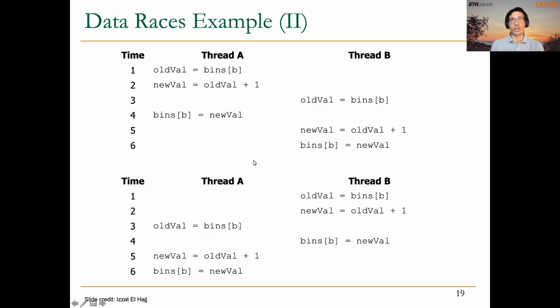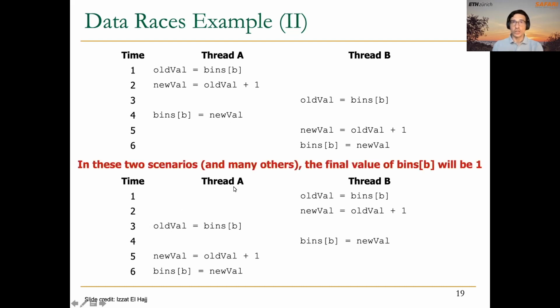And if that happens, observe that in these two cases, the two threads A and B are reading bins[b] before the other thread has updated bins[b]. So here is when thread A reads, here is when thread B reads, then they both update, and then they both write. The problem is that because they both read the same old value, and both are incrementing this old value, in the end, both are writing the same result. And the same happens in the code in the lower part. So in the two scenarios and many other different combinations of how the instructions are executed over time, the final value of bins[b] will be 1, and then it will be wrong.